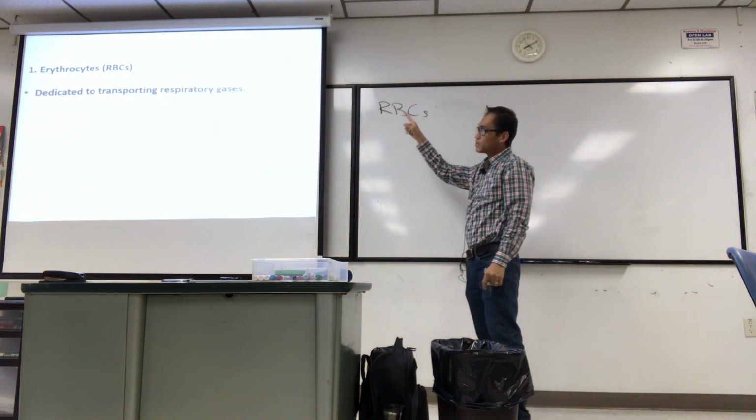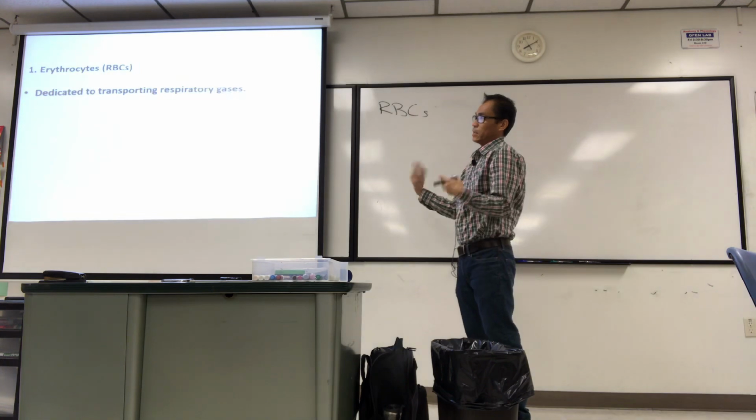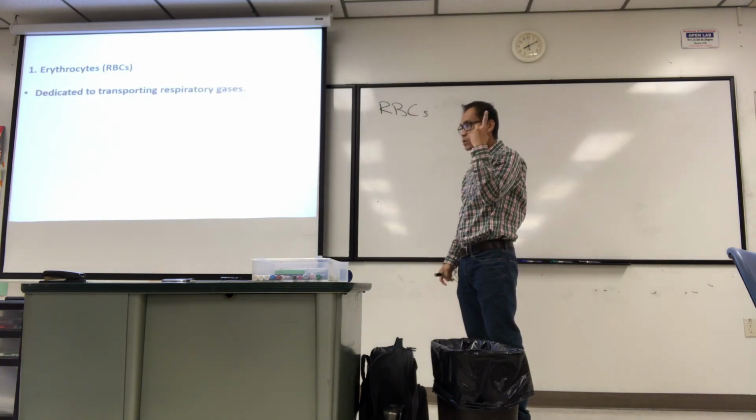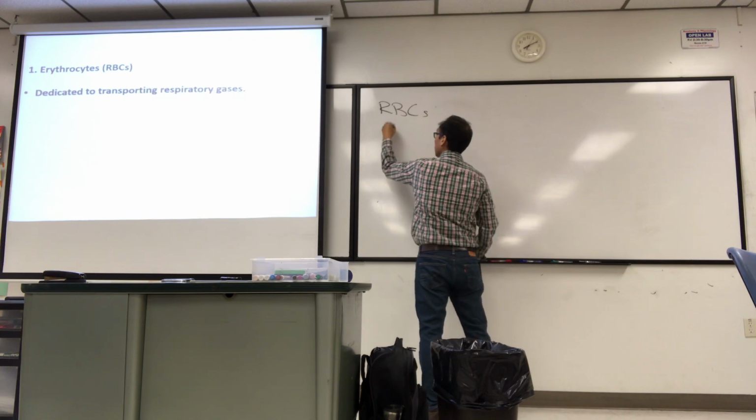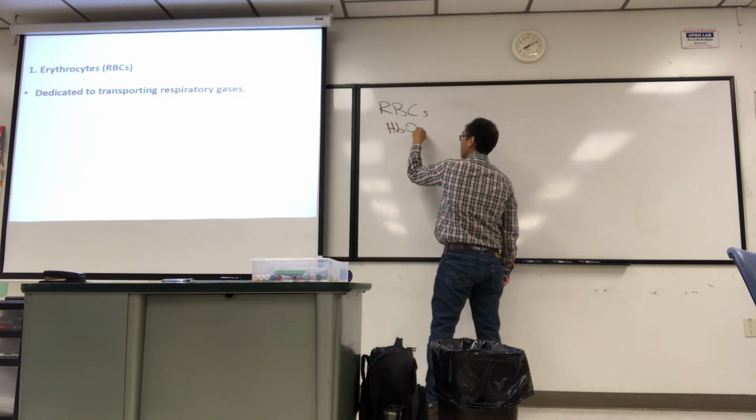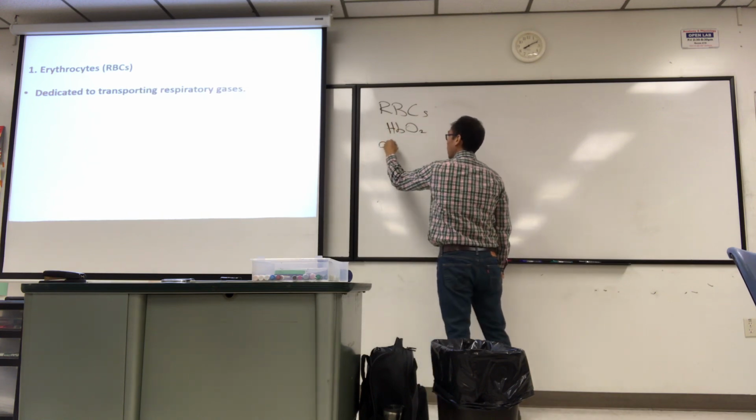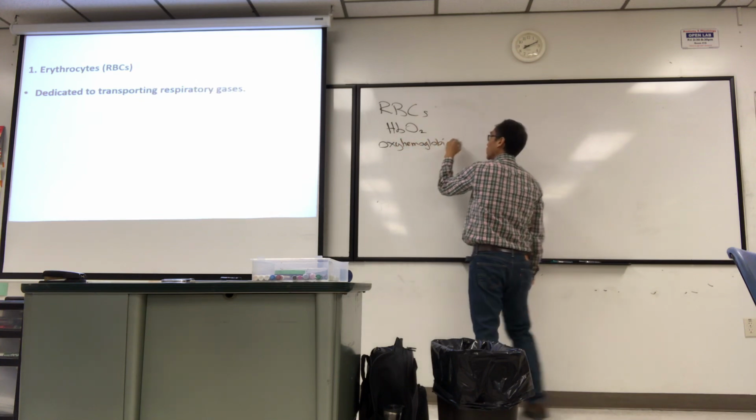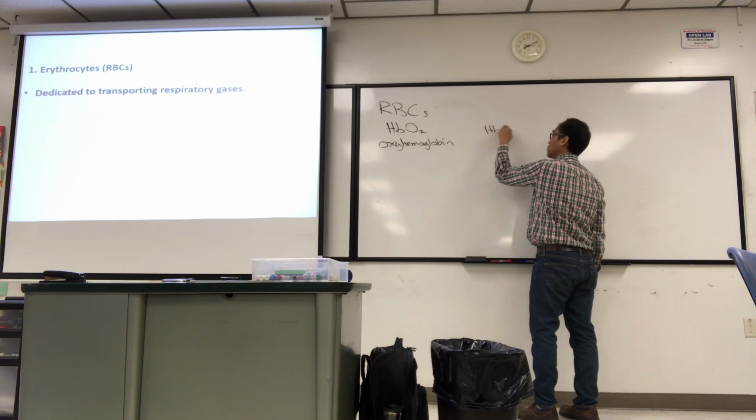These cells, when we say dedicated to transporting respiratory gases, O2 is one. What's the other? CO2. So hemoglobin combines with O2, the oxygen. It combines with CO2 as well.